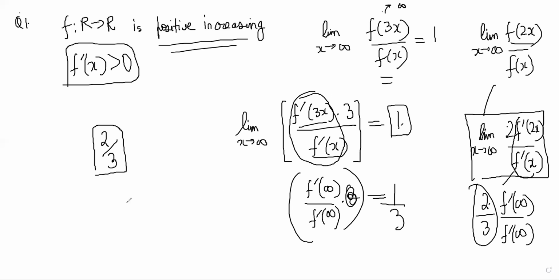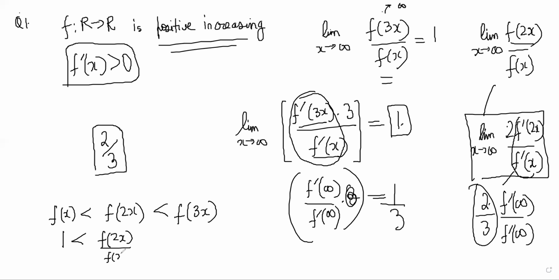Suppose we use the sandwich theorem for this question. If it's increasing, meaning f of x is less than f of 2x is less than f of 3x, right? And then you divide by f of x. So 1 is less than f of 2x by f of x is less than f of 3x by f of x. But the problem is that limit x tends to infinity. This is then tending to 1. Oh, answer should be 1 actually.